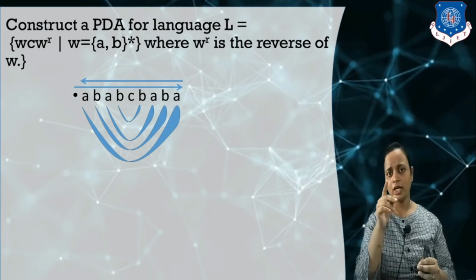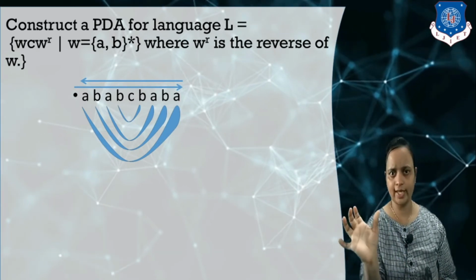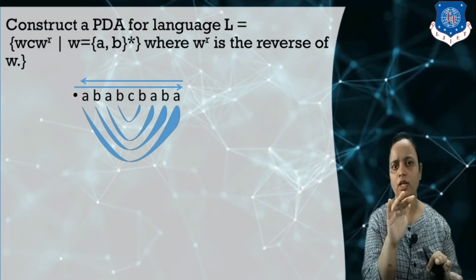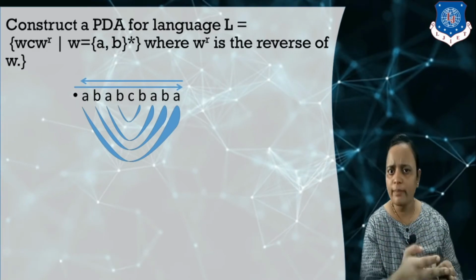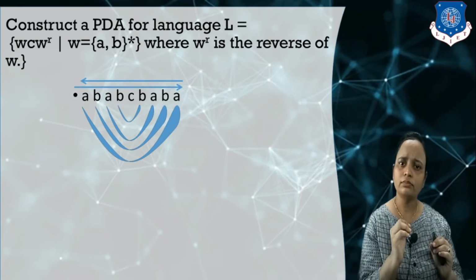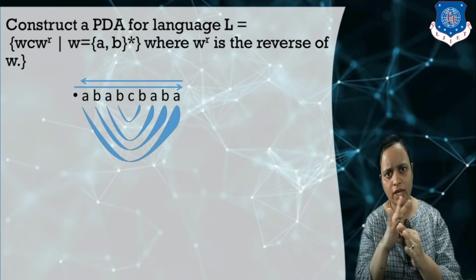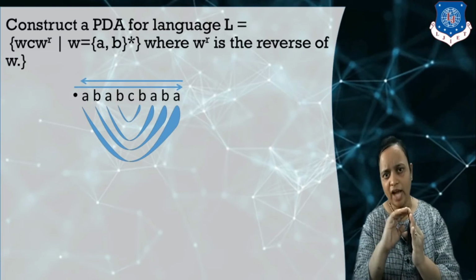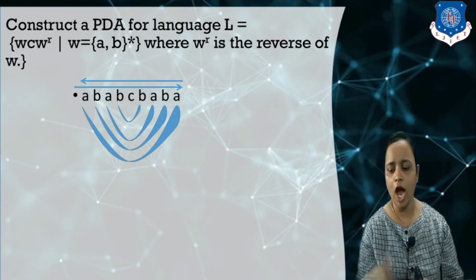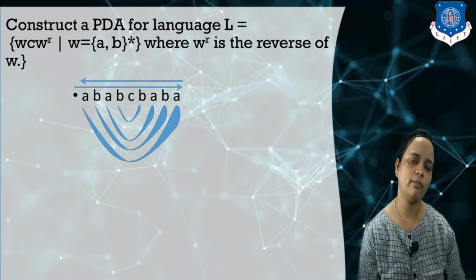At what time do we have to perform which operation? The letter C is the separation between the first term and the second term. Before C we perform a push operation. Whether input A or B comes, whatever the topmost symbol on the stack is, we perform a push operation. Once C appears, we do not perform any operation on the stack, but after C, when the letters A or B come, we perform a pop operation. Now let's see how we can perform push and pop operations.